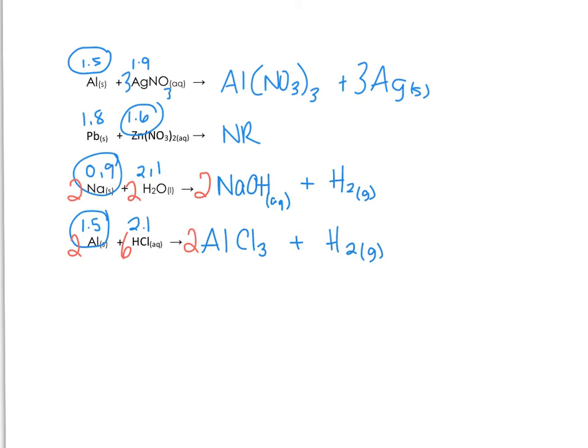And then we have a total of 6 hydrogens, so we need 3 hydrogens to give us 6 atoms of hydrogen. And there you go. You just use electronegativities to predict whether a single displacement reaction occurs for metals.